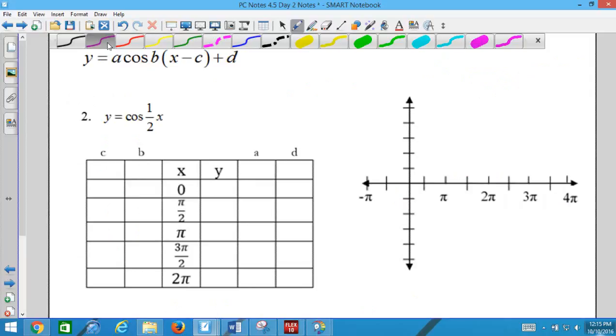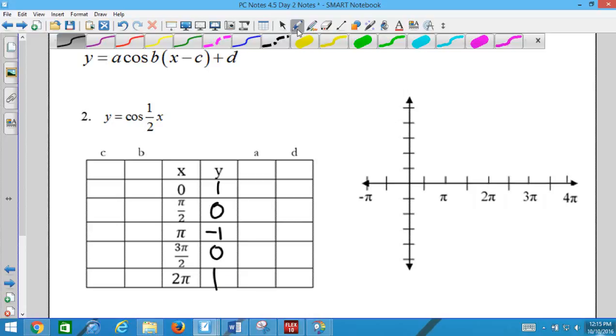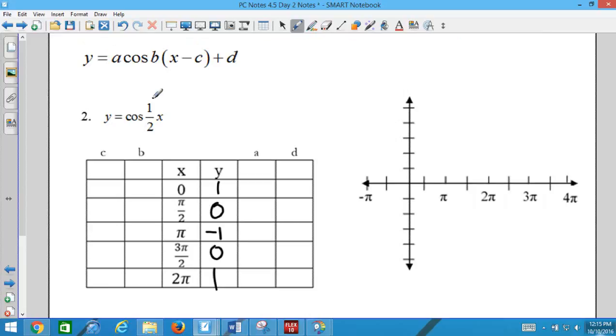Let's do second question. We've got cosine, so I'm going to start by my key points that everyone's memorized. Cosine starts with 1, 0, 0, 0, 1. Excellent. And then we're going to look and see, do we have an A, B, C, D value? What do we have? B. We have a B value. And since it's 1/2, when I go to B, I do opposite. So I'm going to multiply by 2. But I only do that to the x's.